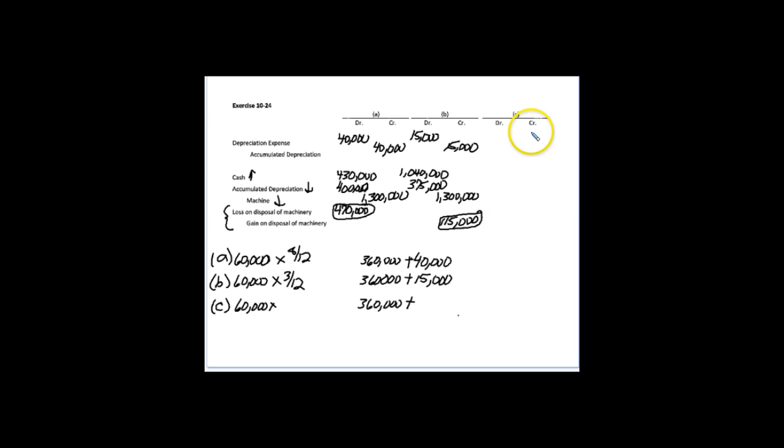Okay, then on part C, they actually donate equipment on July 31st, so 7 months out of 12 would have gone by, because it went all the way through July, not the beginning of July. So 7 months. We would record depreciation expense of $35,000.